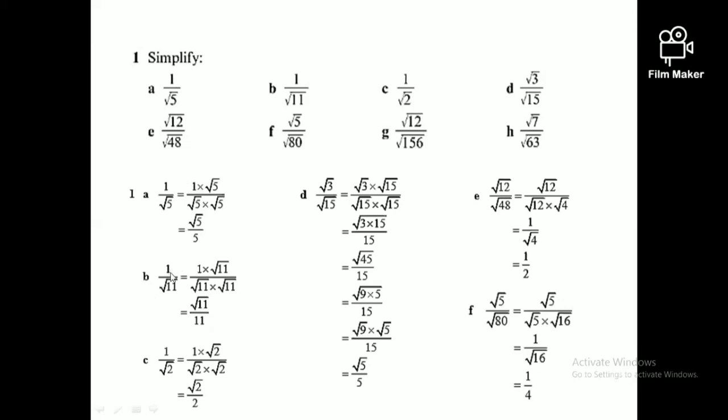P is 1 over root 11. Multiply both numerator and denominator by root 11 itself. 1 into root 11 is root 11. Root 11 into root 11 is 11. This is the final answer.